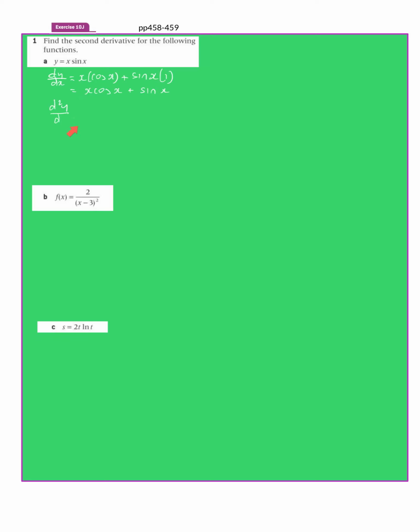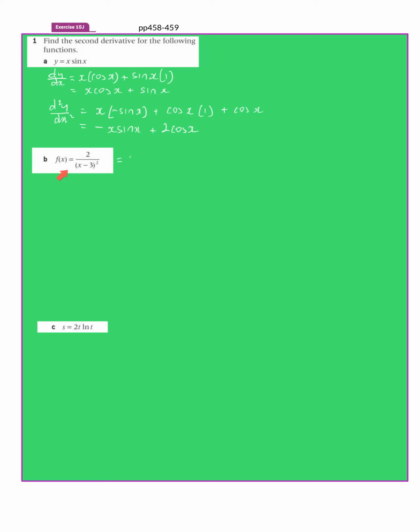The second derivative, okay, again, it's x times the derivative of cosine x, which is minus sine x, plus, we're still over here, cosine x times the derivative of x, which is 1, plus cosine x. Resolving that, we get minus x sine x plus 2 cosine x.